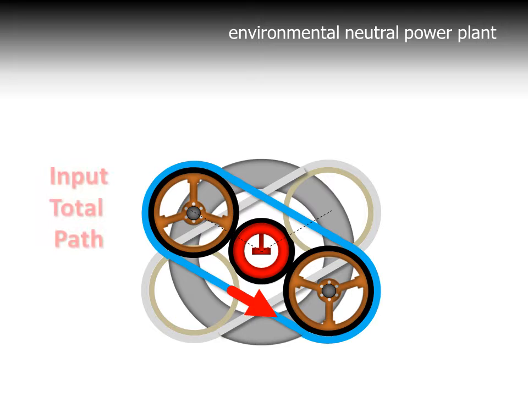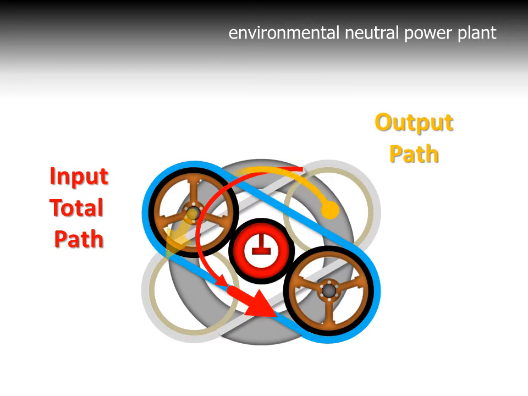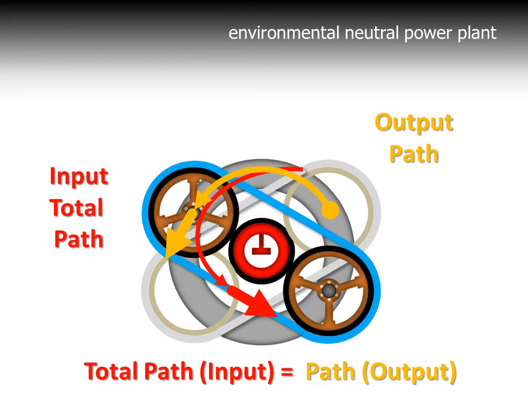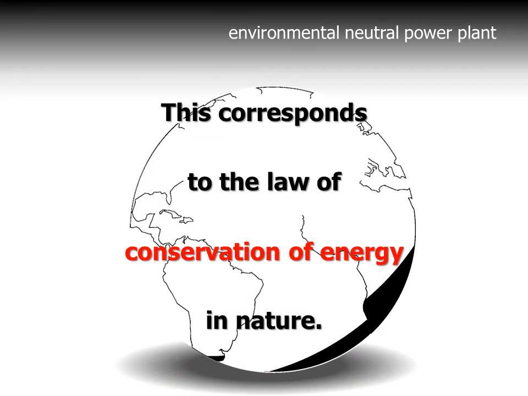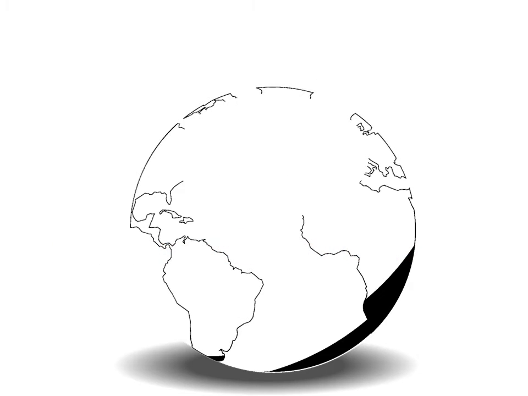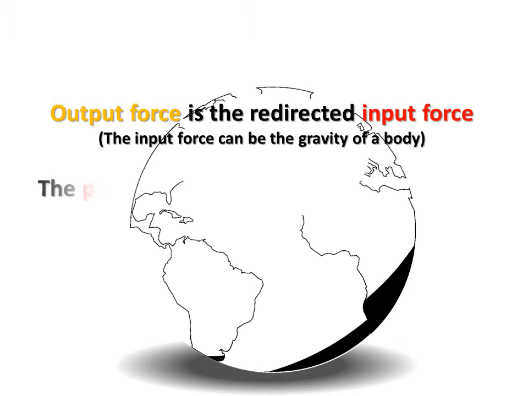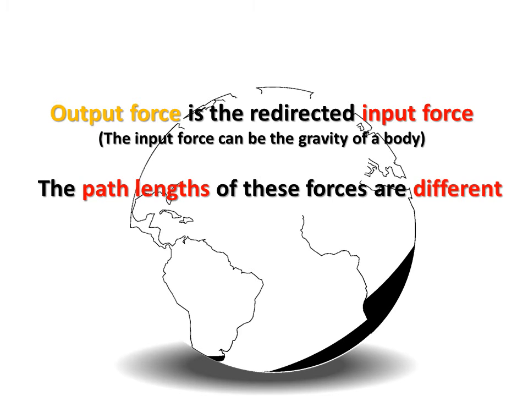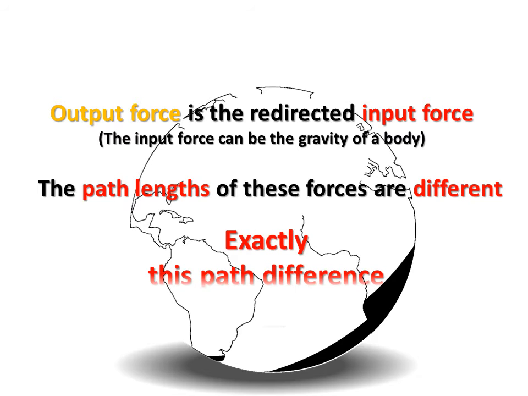The total path of input force is the sum of these 2 paths. The geometric sum gives the total path of the input force. This is the path of output force. The total path input is equal to the path output. All this corresponds to the law of conservation of energy in nature. In other words, output force is the redirected input force. The path lengths of these forces are different. Exactly this path difference can be derived.